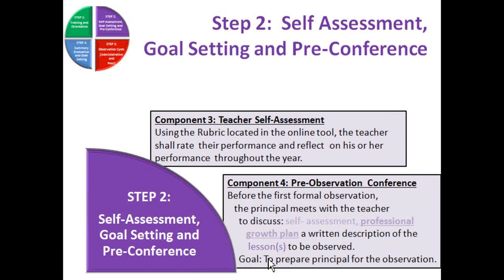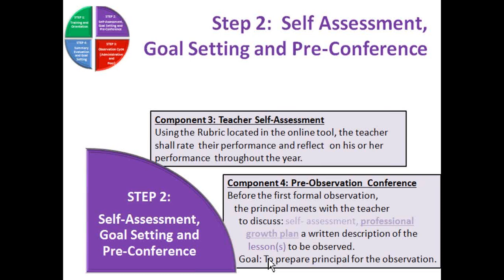And then moving to component 4, we have the pre-observation conference. Before the first formal observation, the principal meets with the teacher to discuss the self-assessment, the professional growth plan, and a written description of the lessons to be observed.